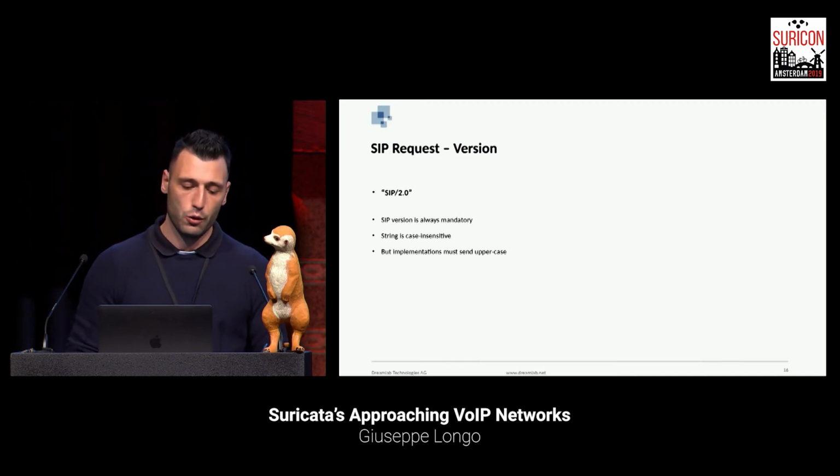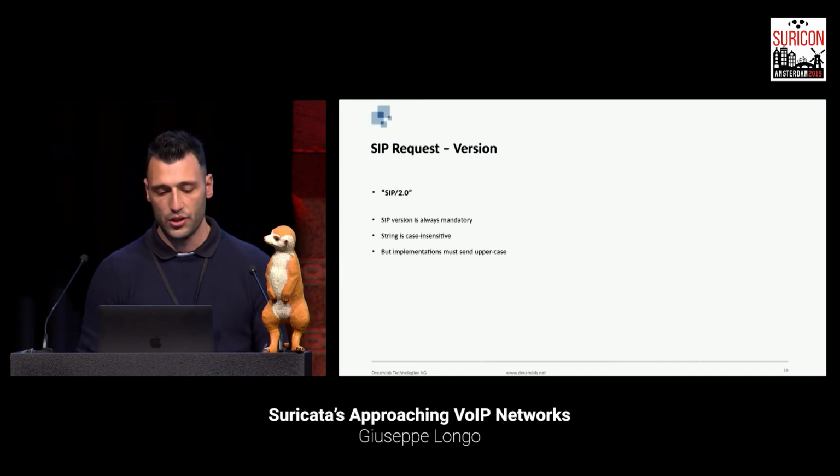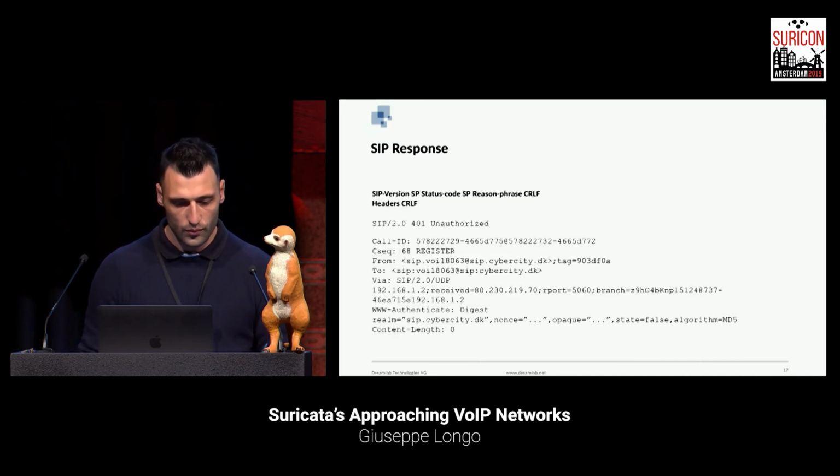Every SIP request or response must contain the version, which should always be SIP/2.0. The string is actually case insensitive, but implementations must send it in uppercase. Instead, a SIP response is defined as the SIP version, status code, a reason phrase, and some headers.